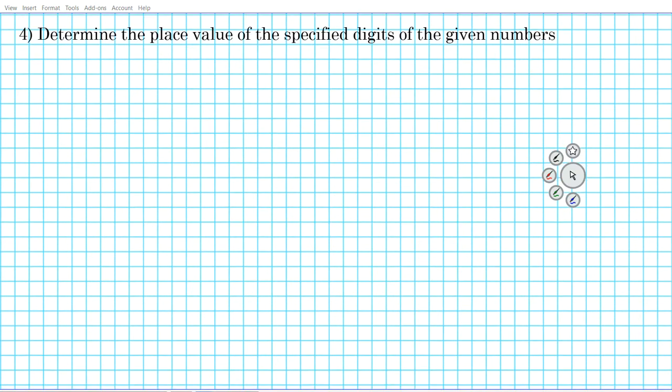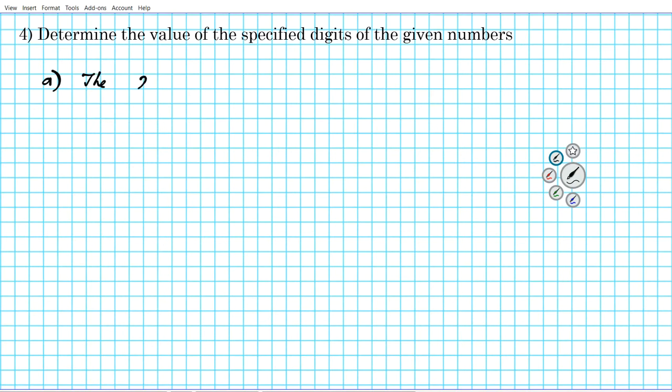Okay, for question number 4, we're going to do this one. This is the last problem we're going to do before we give you some practice problems to try out. We're to determine the place value of the specified digits of the given numbers. So for this one, let's say we have to find out the value of the digits of the twos in the number 5,327,520. Okay, so what are the place values of the twos here?